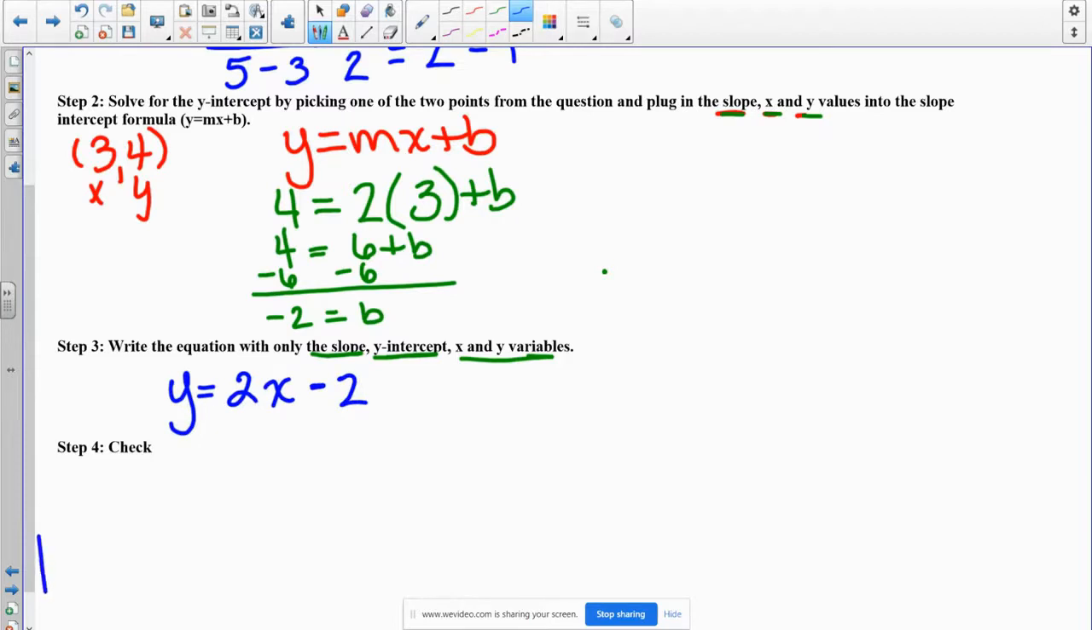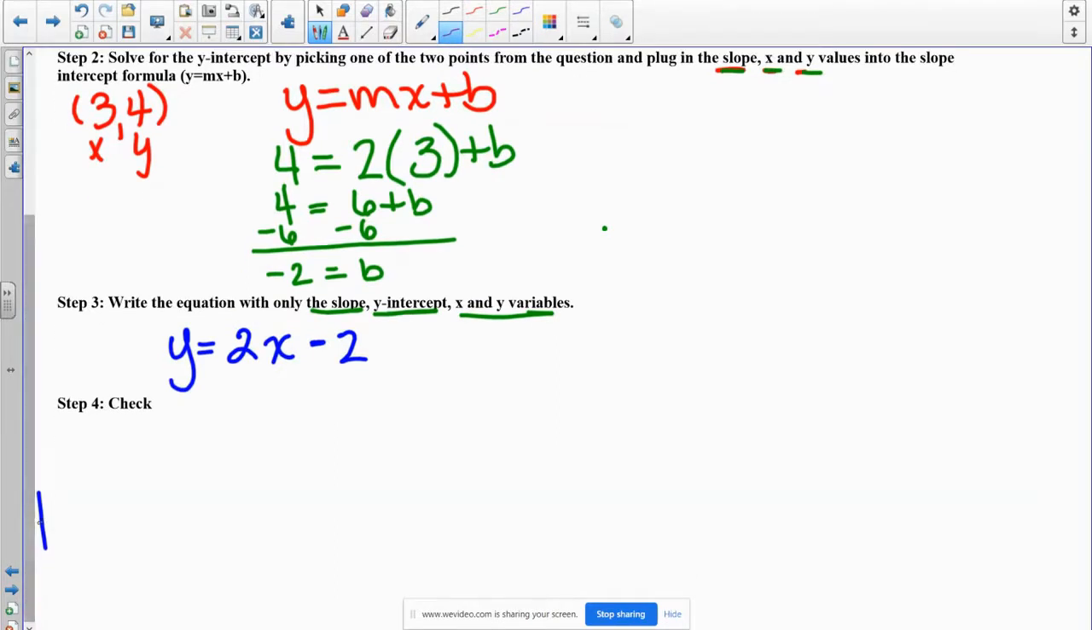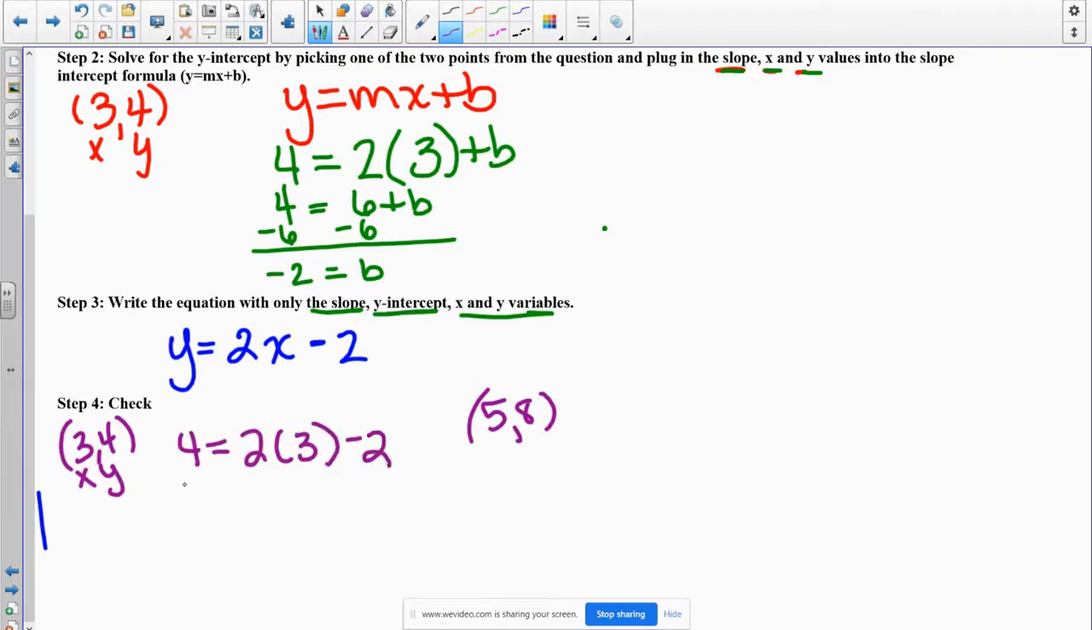And the last part is to check to make sure our equation is right. So we're going to check with the 2 points that we started with, because we know these 2 points are on the line. So if I plug this into the equation, it should be mathematically true, because these points should be on this line. So 4 equals 2 times 3 minus 2. So 4 equals, you can either punch in your calculator, or just do it in your head. 2 times 3 is 6 minus 2, and 4 does equal 4. So I know that the point 3, 4 is on that line. We're going to work with the other point.